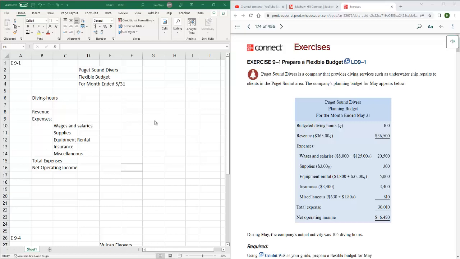So I sketched out a rough flex budget here in Excel, and I just wanted to not fill in anything before I started talking about it. Let's go ahead and add the diving hours at the top here, keeping in mind that that flex budget, we can prepare it at really any level of activity. We can do some what-if type scenarios with it as well. But for our purposes, we're primarily flexing it to that actual level of activity. So this would be the 105 diving hours that were actually worked or billed to customers, rather than the 100 that we expected to do.